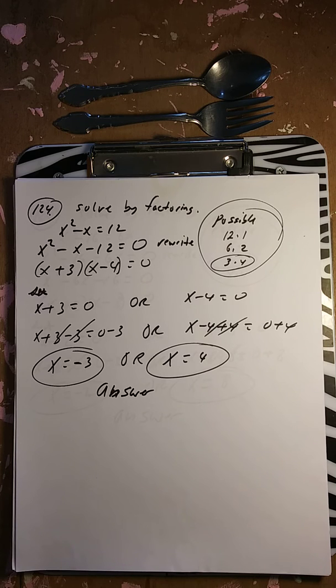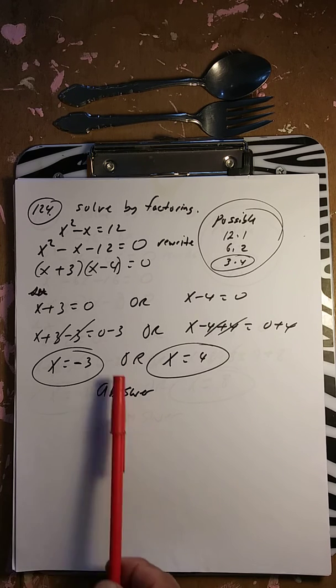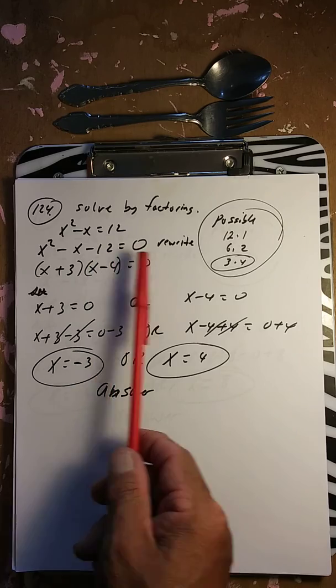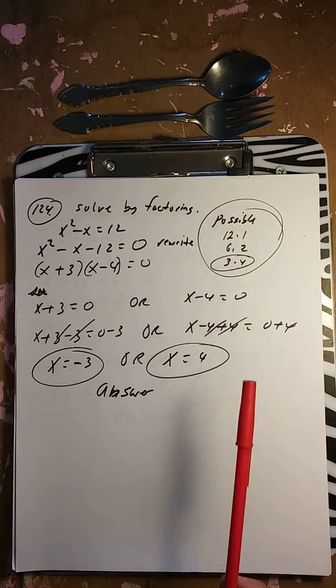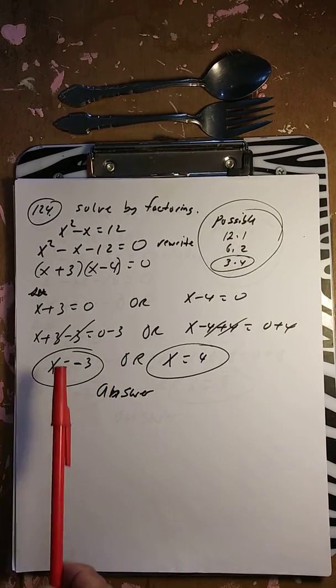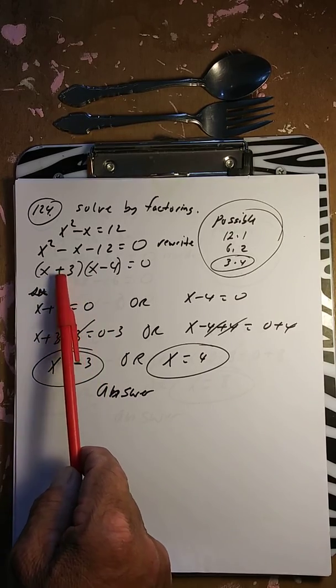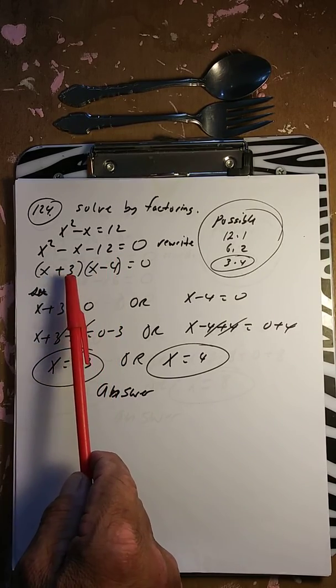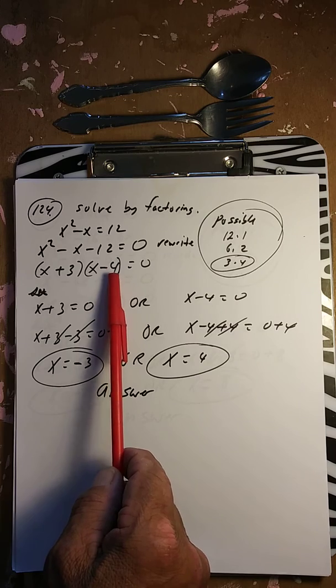Solve by factoring. The first thing you need to do is rewrite it: x squared minus x minus 12. And 12, these are possible numbers, but we're going to choose 3 and 4. Does this work? Let's try it. 3 times negative 4 is negative 12, and 3 minus 4 is negative 1, yes.